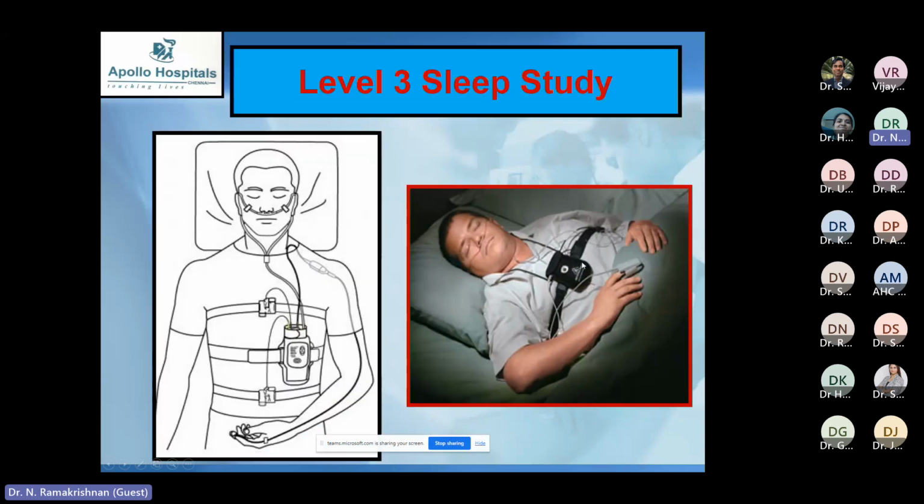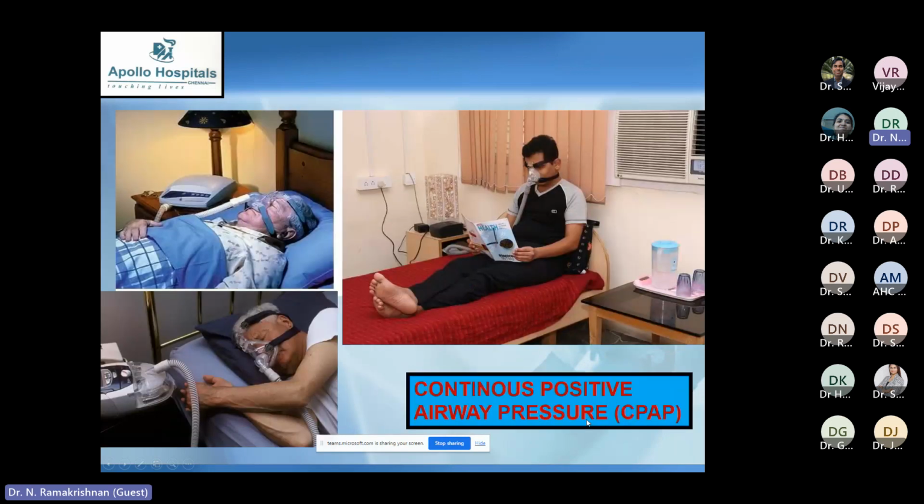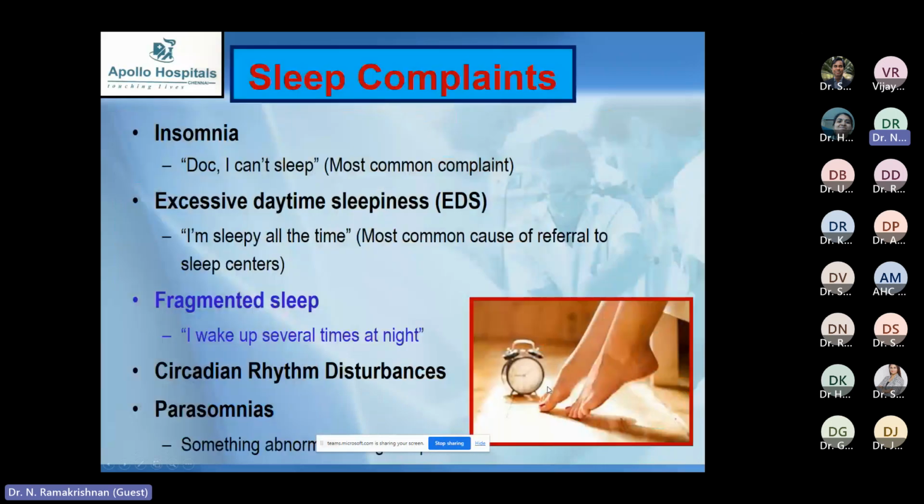This is the classic level 3, which can be done anywhere. It can be done at home, it can be done in a hotel, it can be done in any hospital. And this is what we use for cardiorespiratory sleep study or for sleep apnea. However, in polysomnography, you have to look at the entire gamut of things that I just mentioned about. If you do find sleep apnea, then depending on the severity, which we look at the apnea-hypopnea index, you may decide on continuous positive airway pressure or oral appliances or surgery. But remember, as of today, there are no medications to treat obstructive sleep apnea.